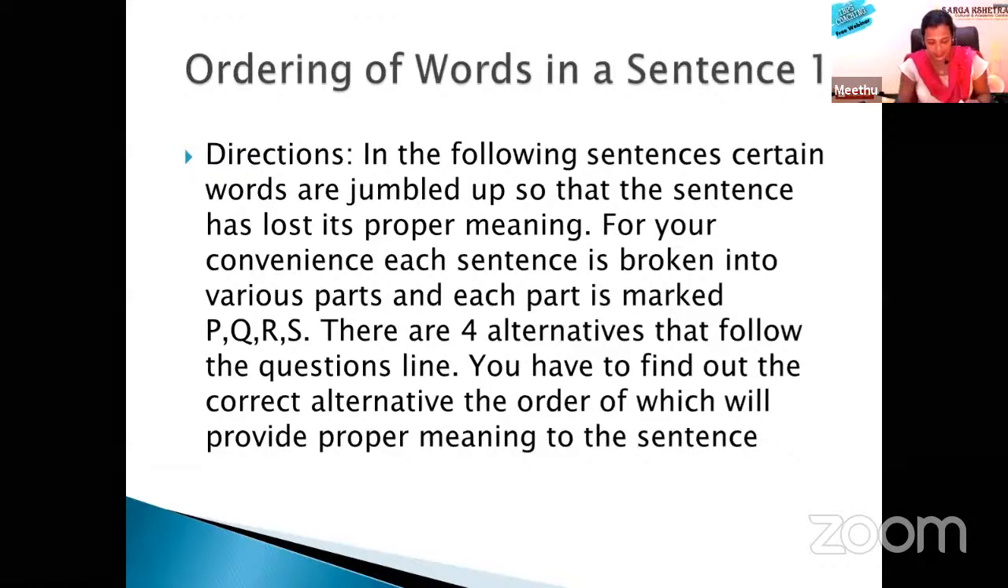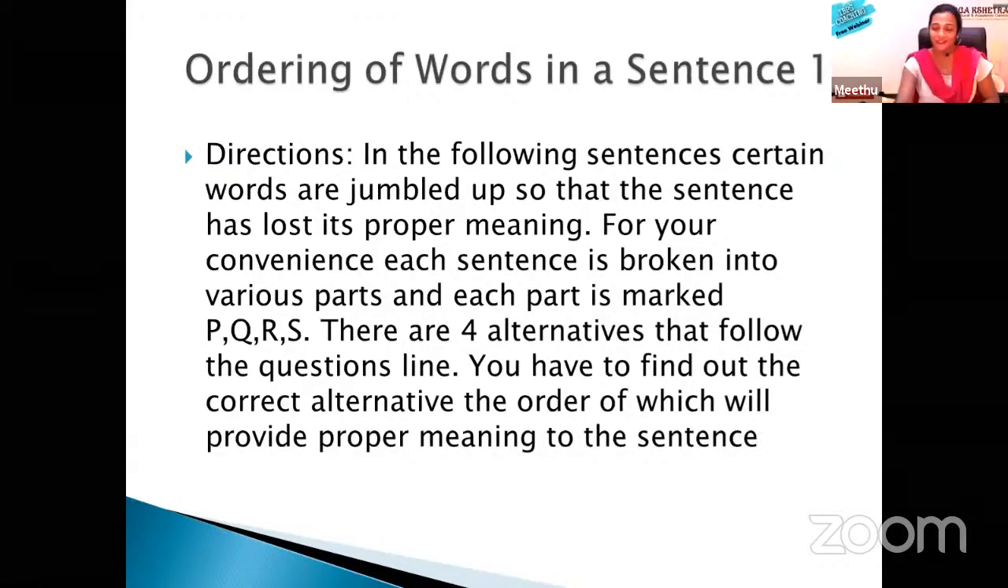Ordering of words in a sentence. This is the next pattern. Please read the directions carefully. In the following sentences, certain words are jumbled up so that the sentence has lost its proper meaning. For your convenience, each sentence is broken into various parts and each part is marked P, Q, R, S. There are 4 alternatives that follow the question's line. You have to find out the correct alternative, the order of which will provide proper meaning to the sentence.